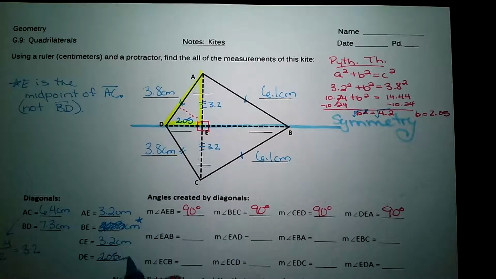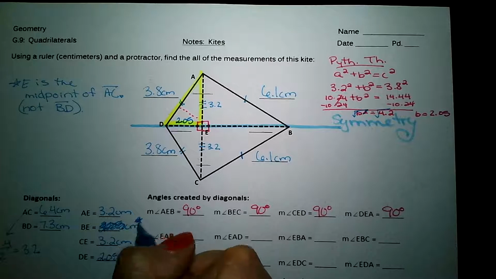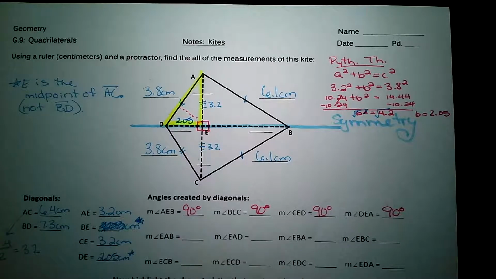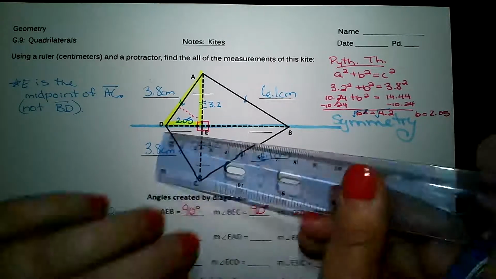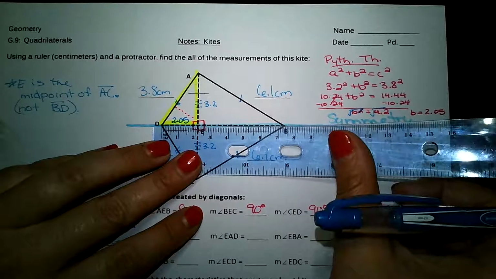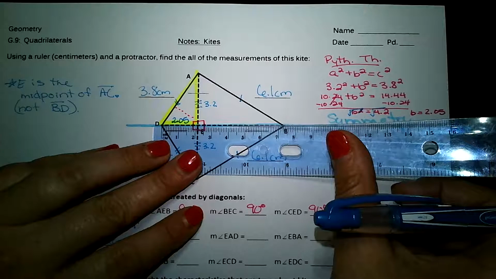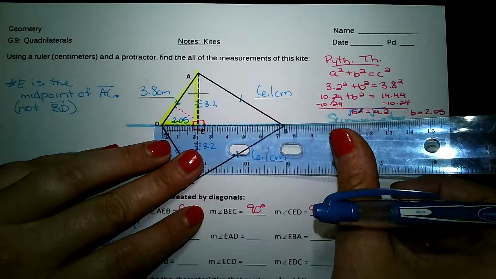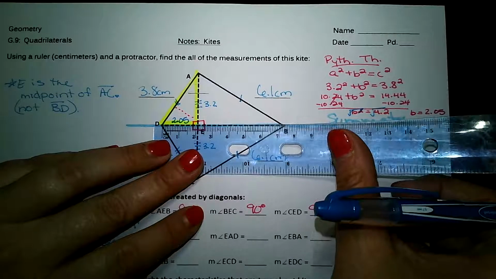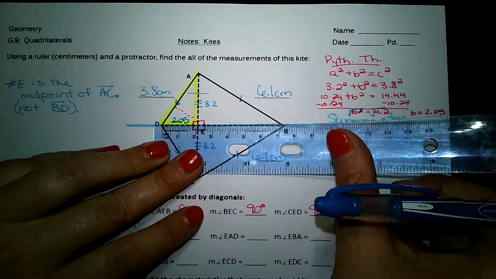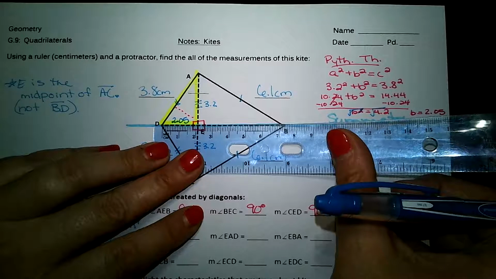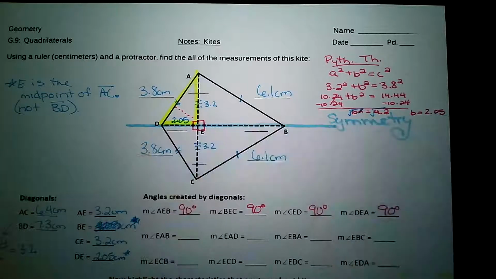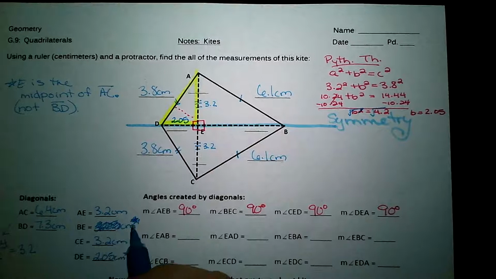2.05. Now I'm putting a little star on that because I used Pythagorean theorem to get that. There's no way I could use my ruler to get 2.05. I would have either called that 2.1 or 2.0, depending on where I set up my ruler. So there's no way I would have gotten such an accurate answer with just my ruler here. So I put a little star on that so that I would remember that.